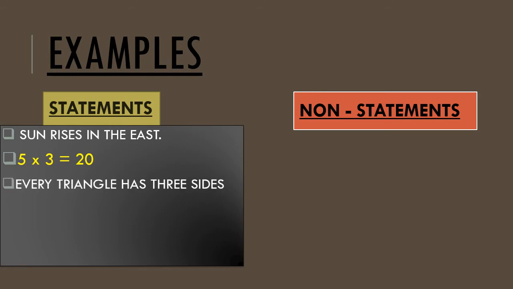Next, every triangle has 3 sides. Again, it's a declarative sentence with truth value t because it's a true statement. Next, every integer is a natural number. This is also a declarative sentence. What is its truth value?